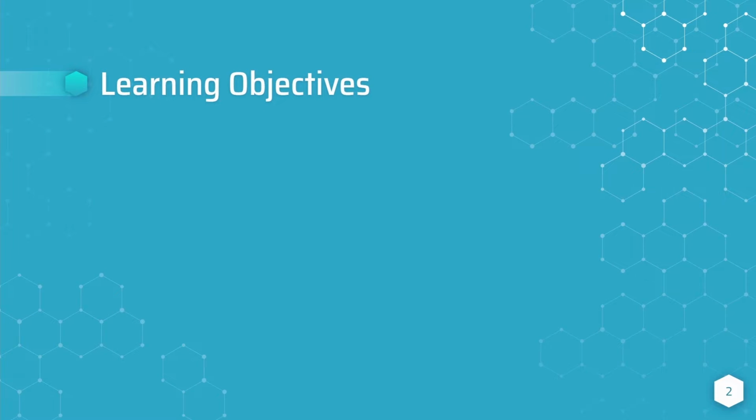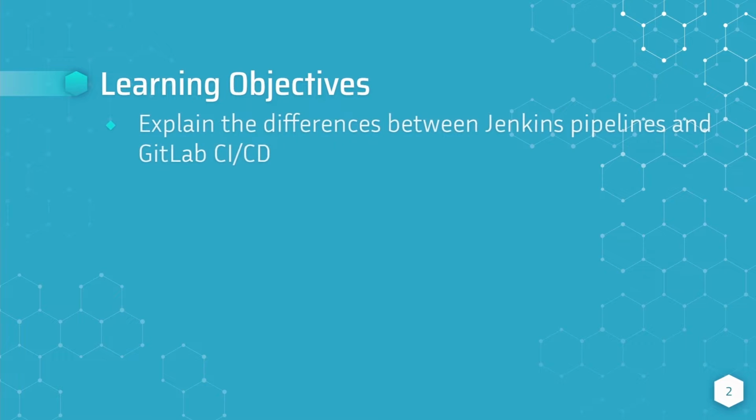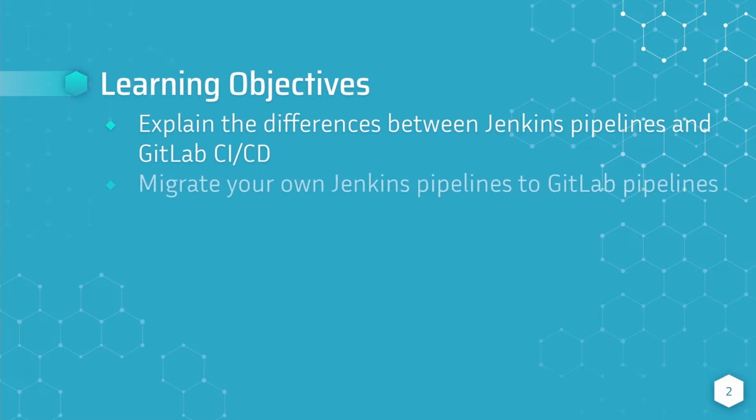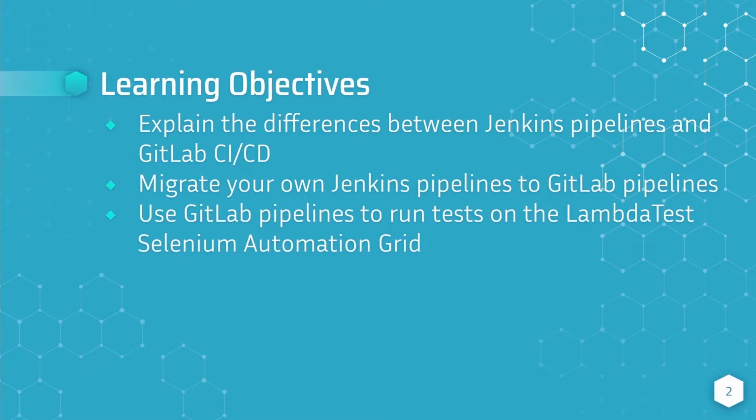Let's quickly review our learning objectives. After completing this video, you should be able to do the following. Explain the differences between Jenkins pipelines and GitLab CI/CD. Migrate your own Jenkins pipelines to GitLab pipelines. And use GitLab pipelines to run tests on the LambdaTest Selenium Automation Grid.